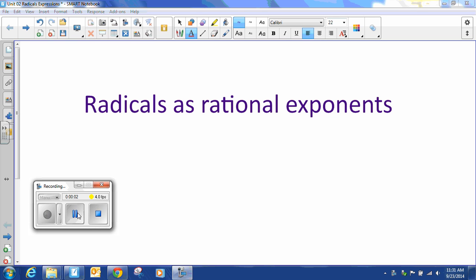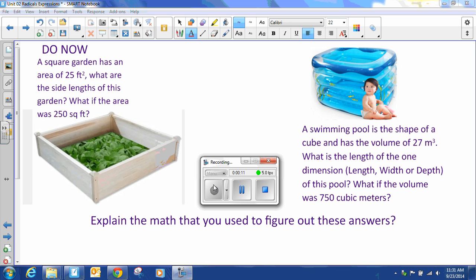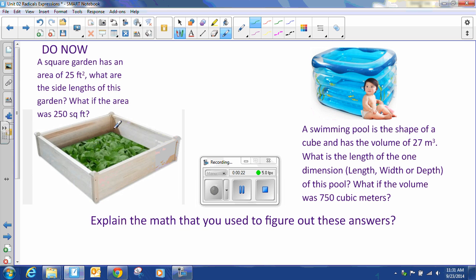In this lesson, we will continue to explore exponents and their connection to radicals when the exponents are rational exponents, also known as fractional exponents. So to get warmed up, consider this 25 square foot garden. If you know that the area is 25 square feet, what is the side length?